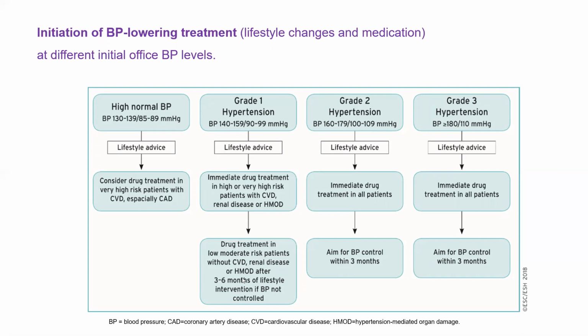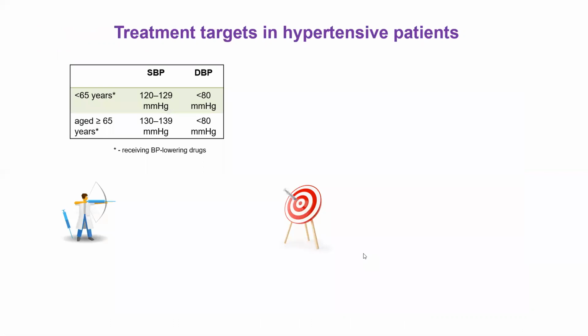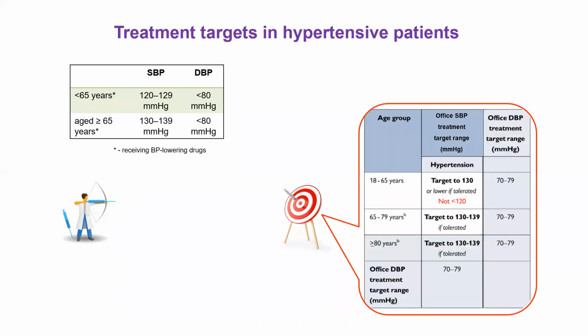What about the targets of blood pressure? It is mandatory to achieve and maintain target level of blood pressure. What are the targets of blood pressure in patients with hypertension?